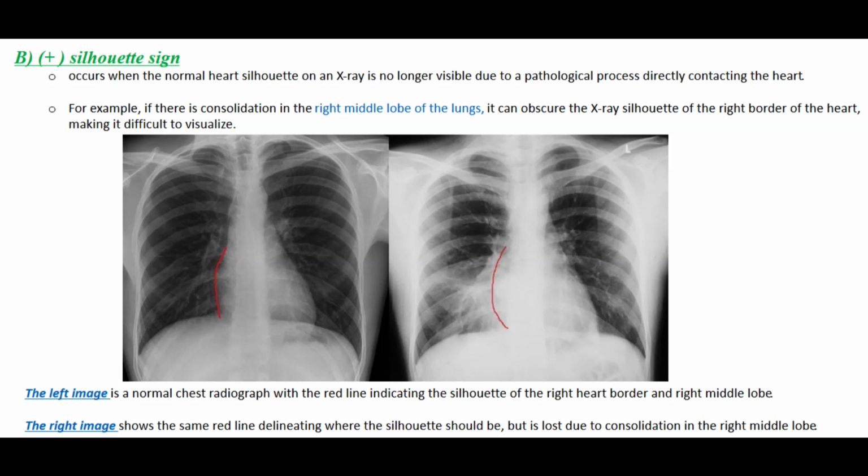Note that the left image is a normal chest radiograph with the red line indicating the silhouette of the right heart border and right middle lobe, while the right image shows the same red line delineating where the silhouette should be, but is lost due to consolidation in the right middle lobe.